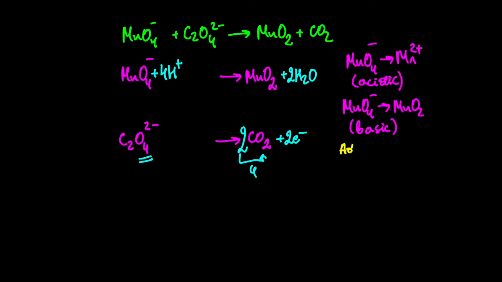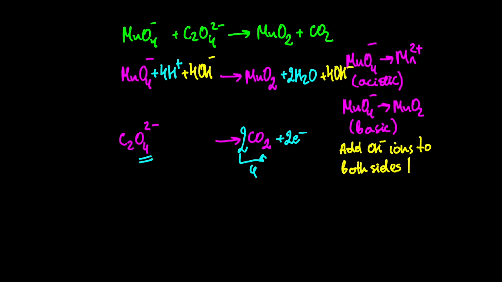If we have a reaction under basic conditions, we add the same amount of OH- ions on both sides as we have H+ ions in the half reaction. In this example, we have 4 H+ ions, so I add 4 OH- to the left and to the right sides. Now on the left side, we have the same amount of H+ and OH- ions, which we can convert into water molecules. So we eliminate both of those ions and instead we write 4H2O.